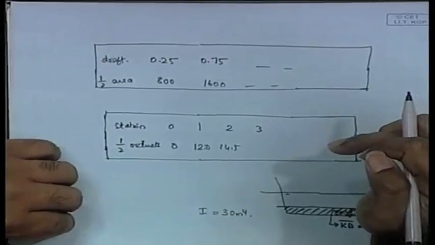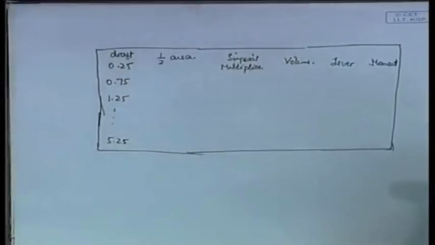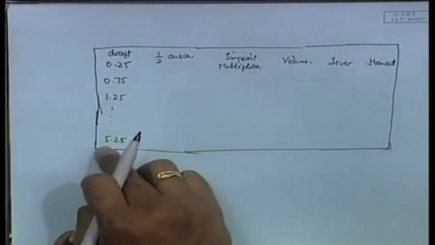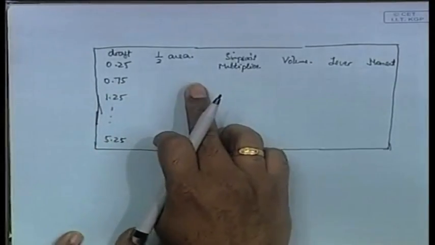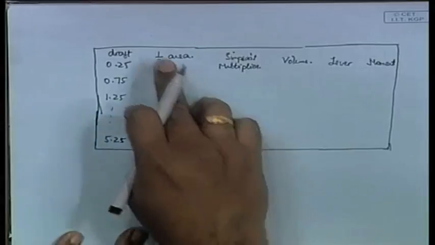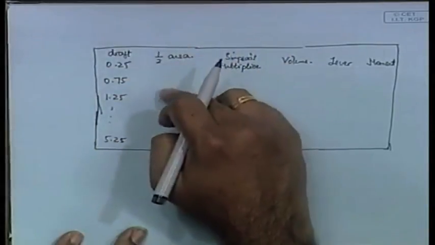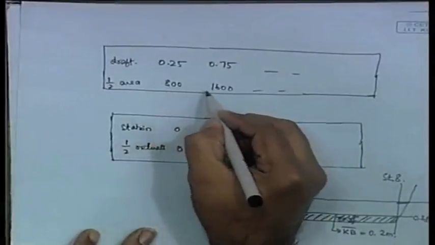Other than that, you are given another table. You will just be given this table, and you will be asked to fill the rest of it. You are already given the half area, so you can fill from the half area for different drafts. You take this table, you take these distances, 800, 1600, and it comes here.